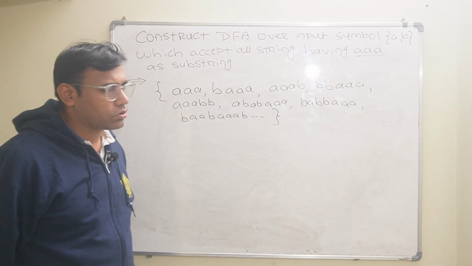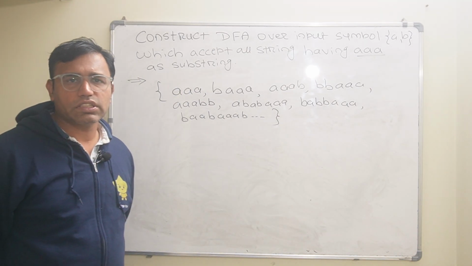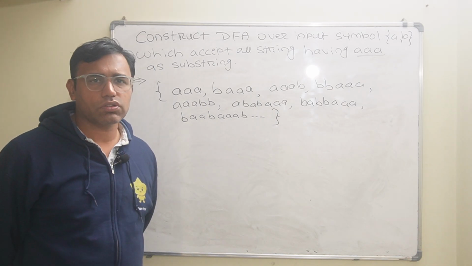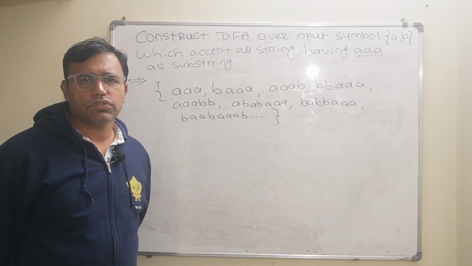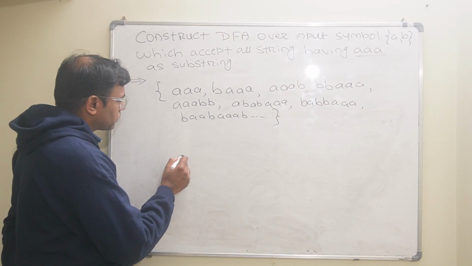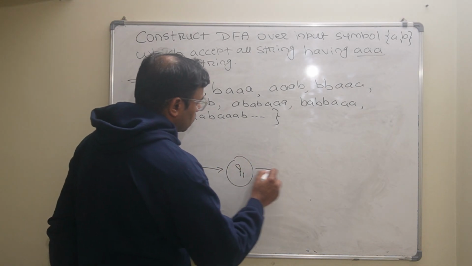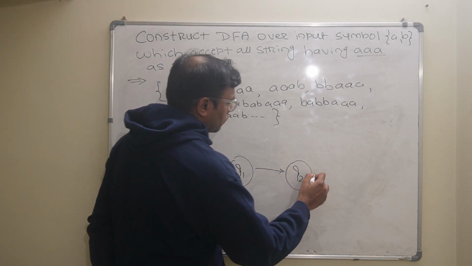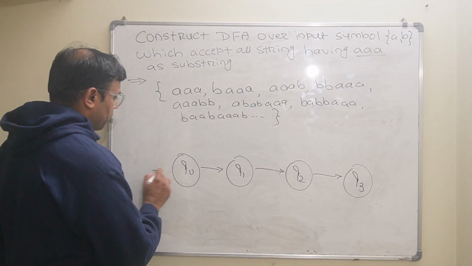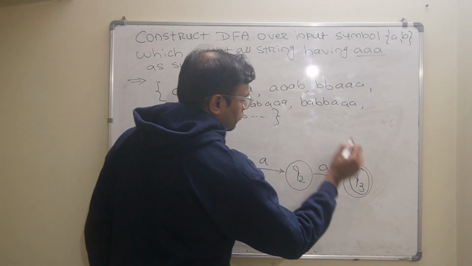Now in earlier videos also I have told you what the total number of states in a DFA will be in this case. The total number of states will be the length of the substring plus 1. So the length of the substring is 3, so the total number of states will be 4. So I will draw the 4 states: Q0, then Q1, then Q2, and then Q3. For the first string AAA, I will write A on each transition, and Q3 will be the final state.